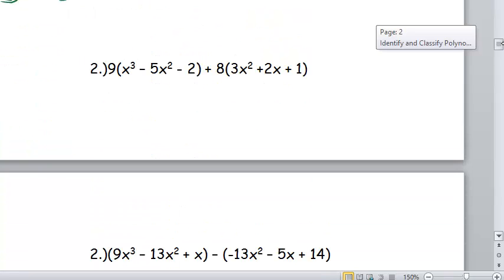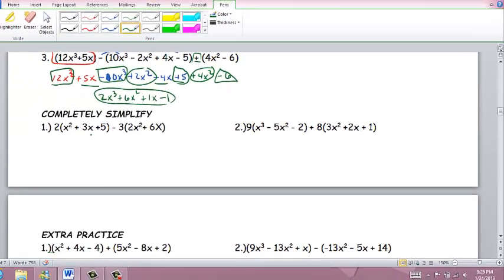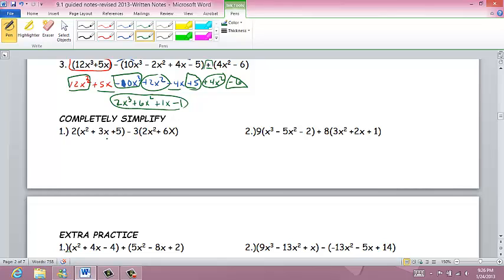Now, there are some where we completely simplify, meaning we don't just have negatives to distribute. If I look at this next example, example 1, what do I have to the left of this polynomial? I have this 2. Well, what can I do with this 2? Anything that's linked to a set of parentheses by multiplication, we distribute. So everything in this set of parentheses has to get multiplied by 2. So I'd get 2x squared plus 6x plus 10.